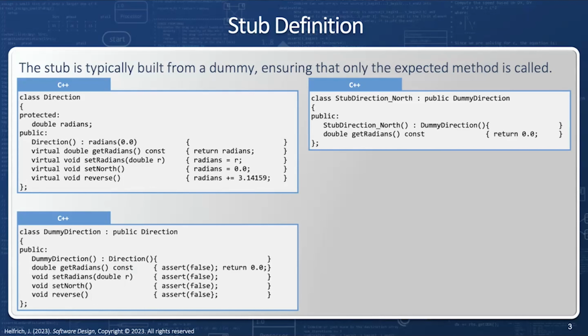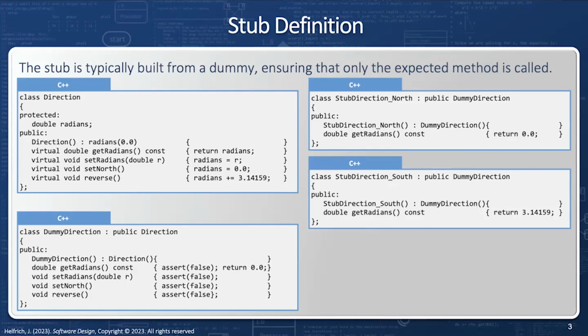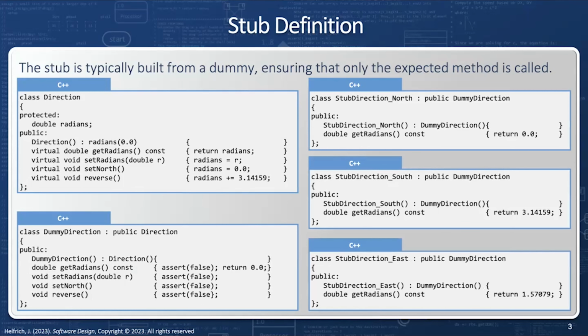Now I'm going to create another test case called stub direction south, and this is always going to return pi, and then another one called stub direction east, which is always going to return pi over 2. Now notice I can create new stubs super quick. All I have to do is copy paste the original one and change the return value, and this allows me to generate a different stub for every test case or every unit test very quickly and efficiently.